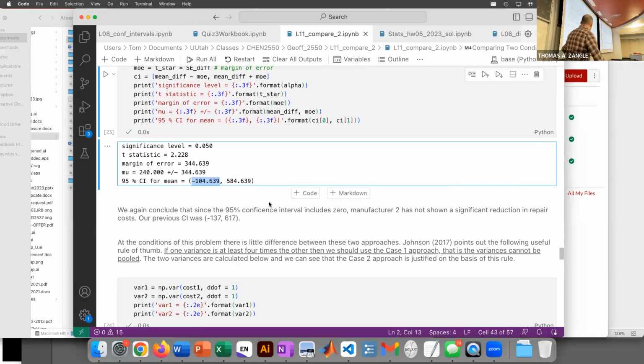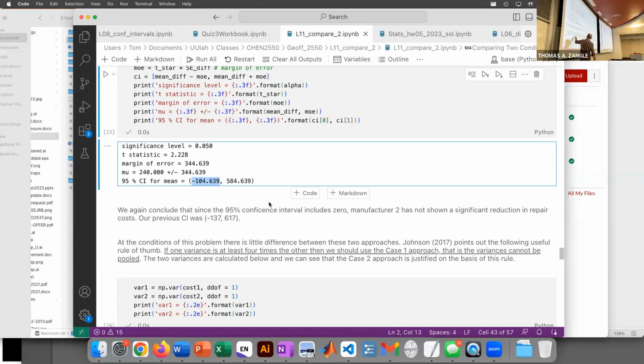So this approach, assuming that the variances are equal, is a little bit easier. You end up with an integer number for degrees of freedom. All the formulas are a little bit easier to compute. So it's a little bit more convenient than assuming that the variances are unequal.